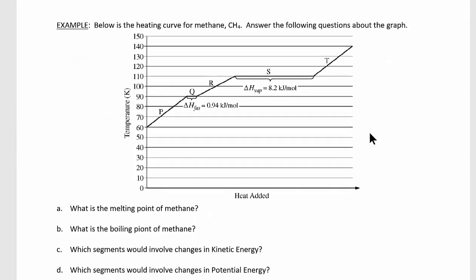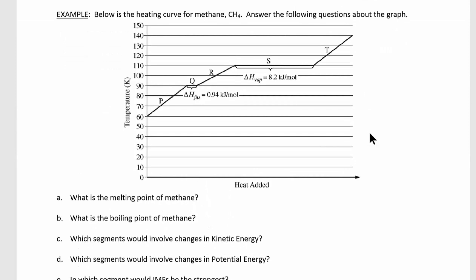So let's do an example. We have a heating curve for methane. What is the melting point of methane? So we're going to look at this, all right? This first diagonal usually indicates a solid, all right? So this is going to be our solid. So our melting point is going to be right here, because R is our liquid. Our melting point is 90 Kelvin.